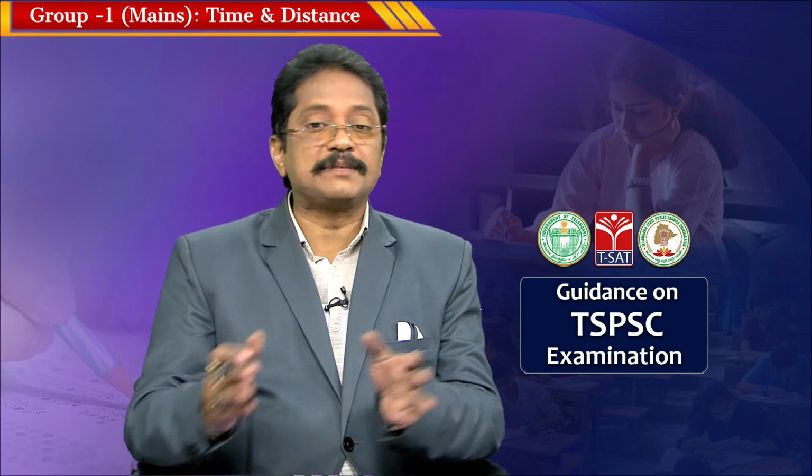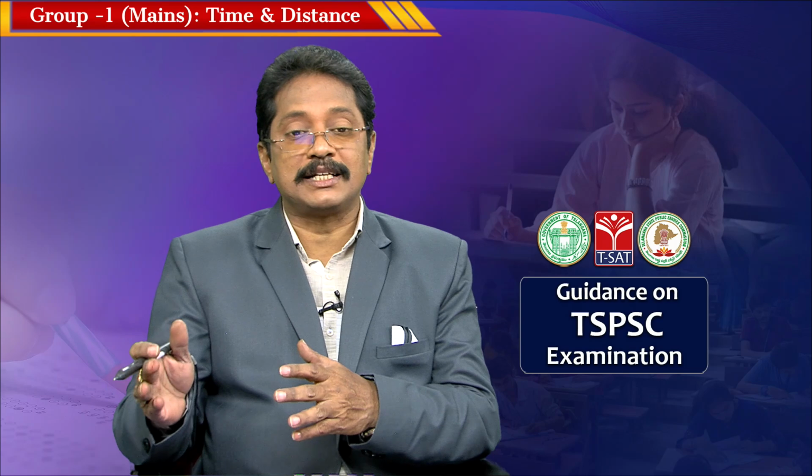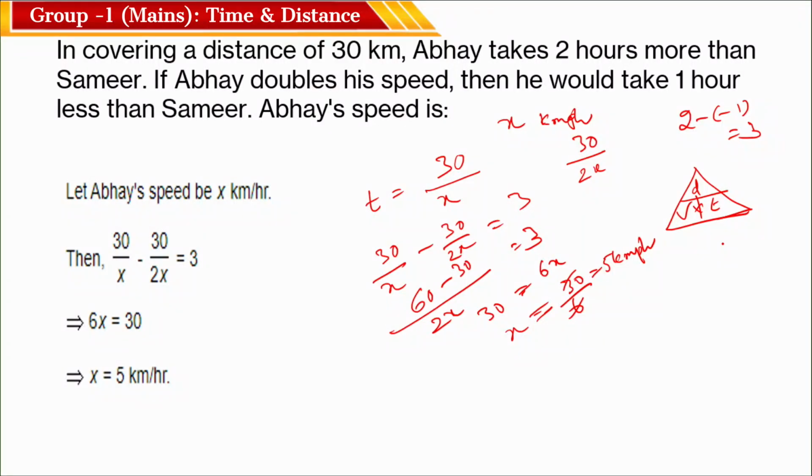So, the difference between these two is 3, that is 2 minus of minus 1. So, 30 by x minus 30 by 2x equal to 3. The very key concept is that you have to write 2 minus of minus 1 is equal to 3. If you are able to do it, then it is very simple, otherwise it is very difficult to get. Clear? So, the concept is very simple, as you know. We have to concentrate on this particularly. Okay. Now, coming to the next.